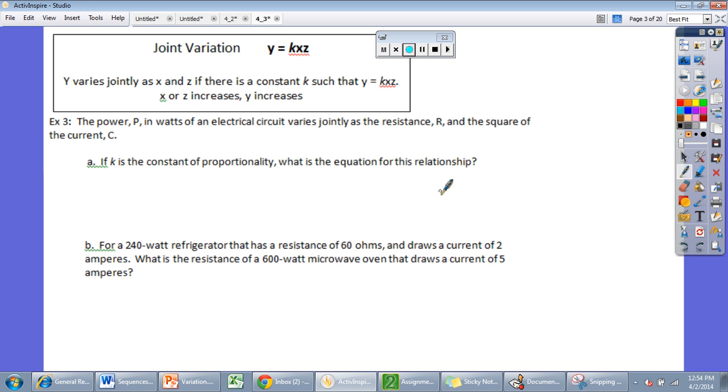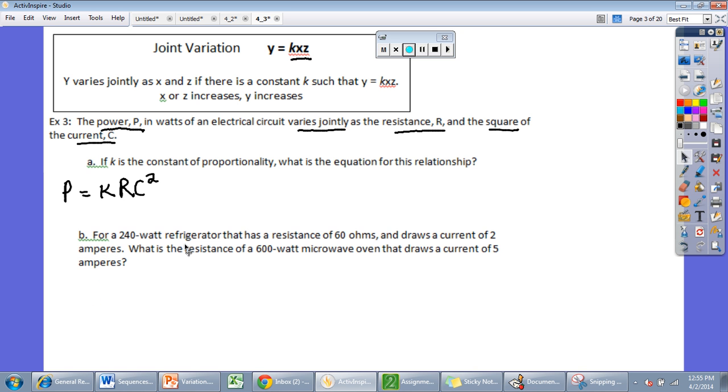Alright, and our joint variation, it's varying jointly. It means that we have multiple things here. We have two variables or two things that we're talking about. So here we have the power is varying jointly. So we know we're looking for two things: the resistance R. So we have to have a constant, our resistance R, and the square of the current C. So C squared. And there's the equation for our relationship.